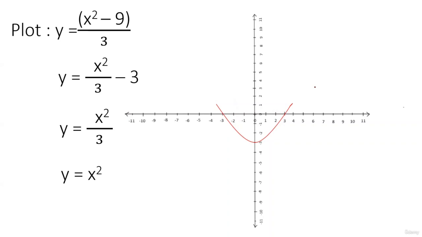Now guys, a point of caution here is, suppose this was the question you had in the exam, plot this, and we had multiple options. Suppose one option was something like this.